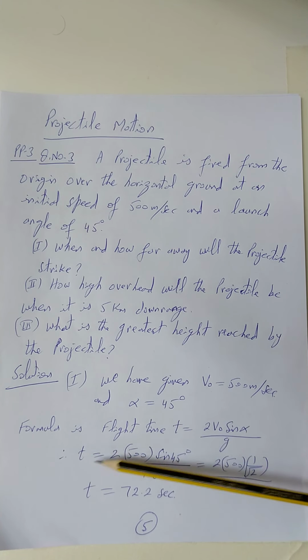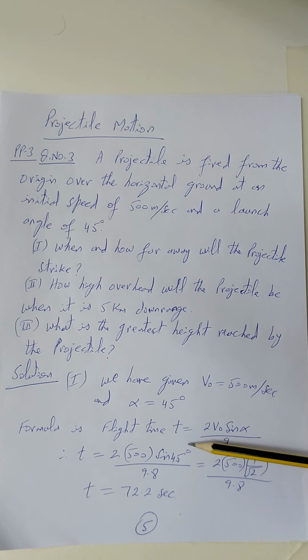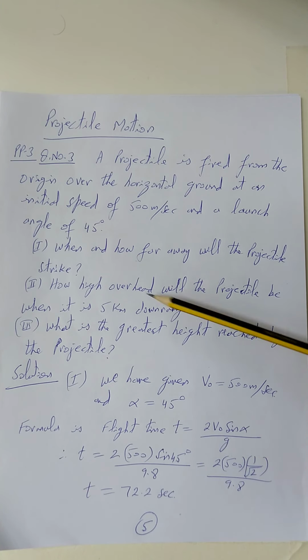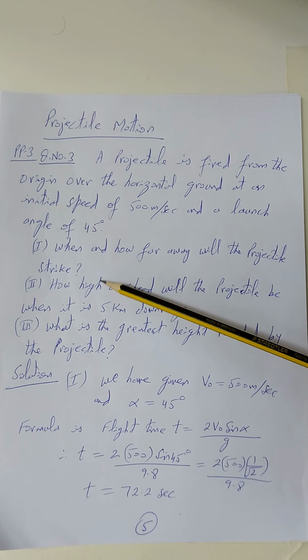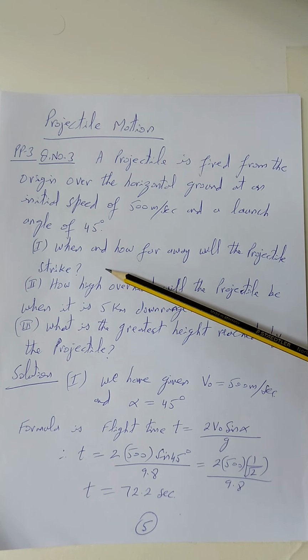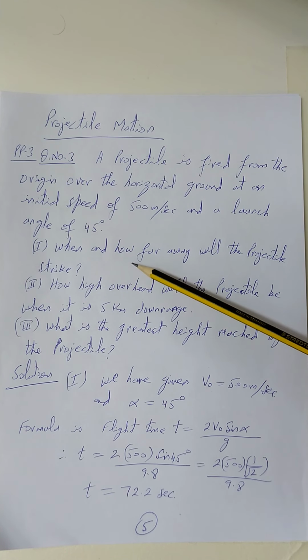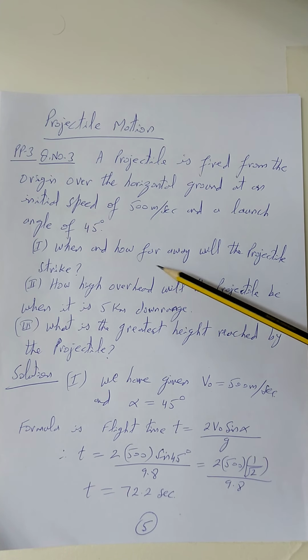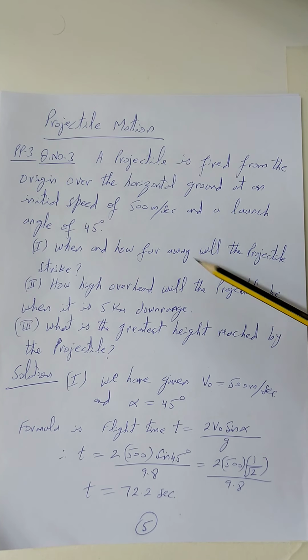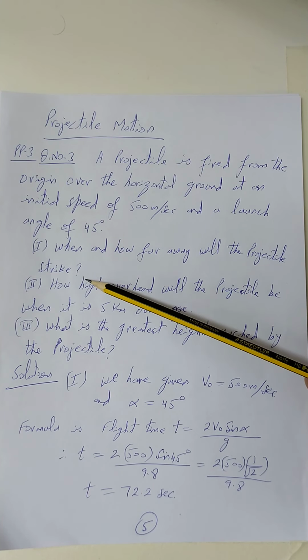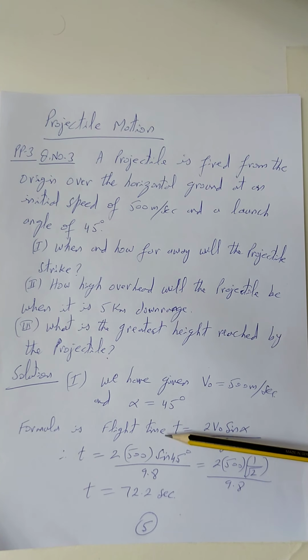Now the formula is for flight time. What is the question? When and how far away will the projectile strike? There are two questions: one is when, and the other is how far away. When means you have to find the time, the flight time, which we denote with T, and the formula is 2 V naught sine alpha over G.